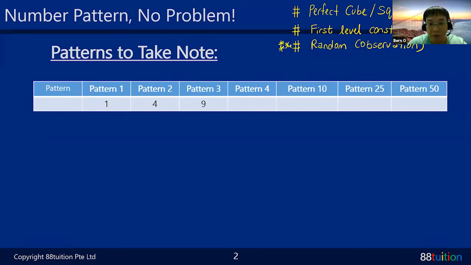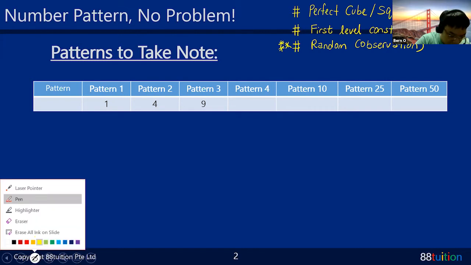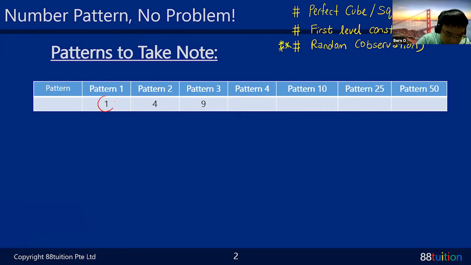Let's take a look at the first pattern. What do you see? You start off with a 1, followed by a 4, followed by a 9. These numbers look very familiar. These are what we call perfect square numbers. Just to let you know, perfect square numbers.